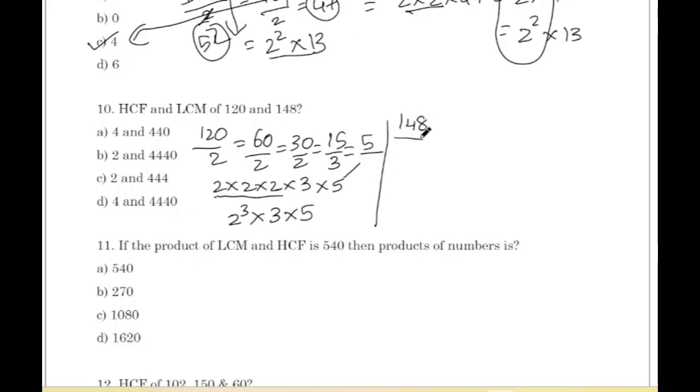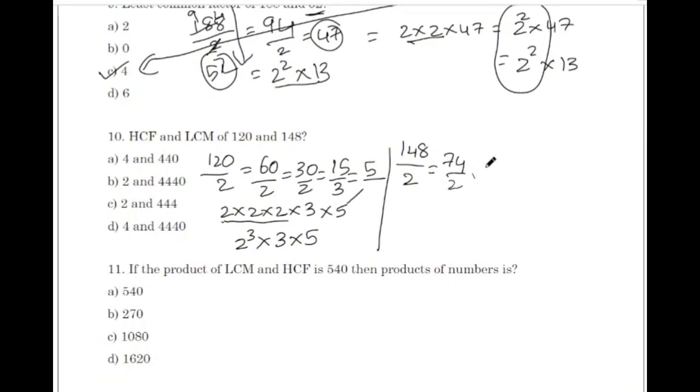148 divided by 2. Is it divisible by 2? Yes, it is divisible by 2. So divided by 2 is 74. 74 divided by 2 is 37. So we are supposed to write 2 into 2 into 37. That's right, because 37 is a prime number. So how many 2's are there? There are 2 2's. So 2 to the power of 2 into 37. Okay, next.